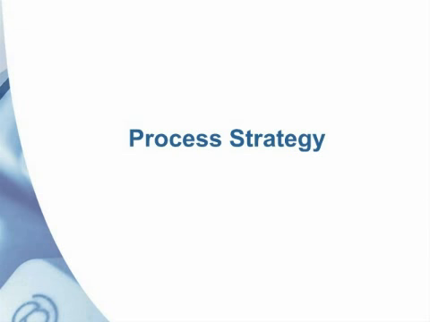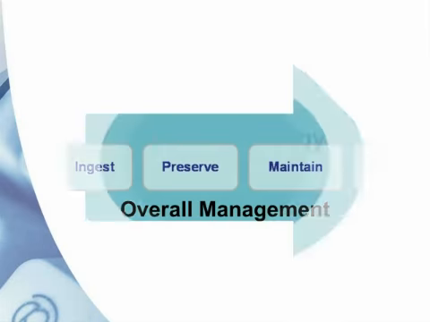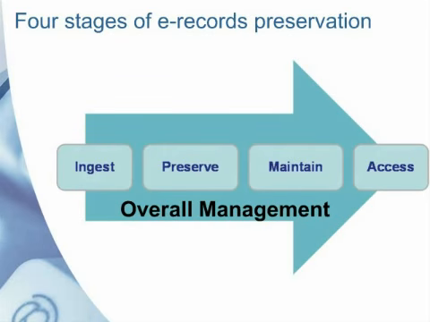The first strategy you need to develop revolves around the actual process steps followed to preserve electronic records. There are typically four stages to follow in the preservation process: ingest, preserve, maintain, and access. Each of these will be discussed separately on the following slides. In addition to these four stages, it is important that an overall management process is in place to oversee the preservation work.